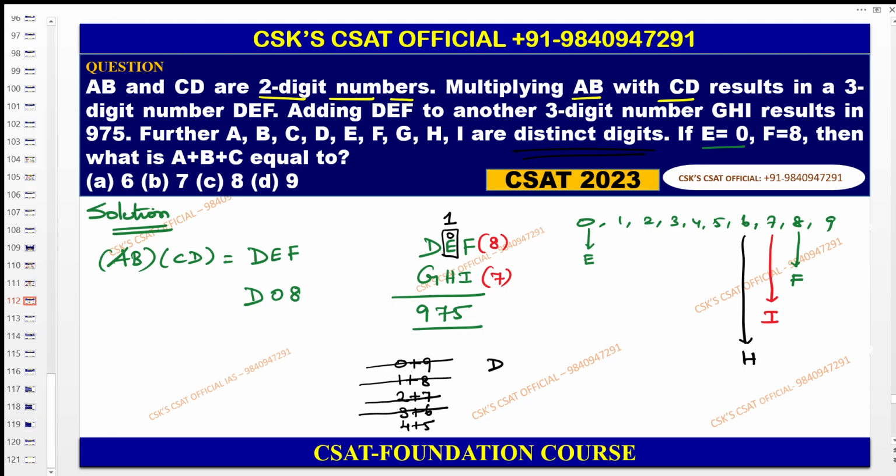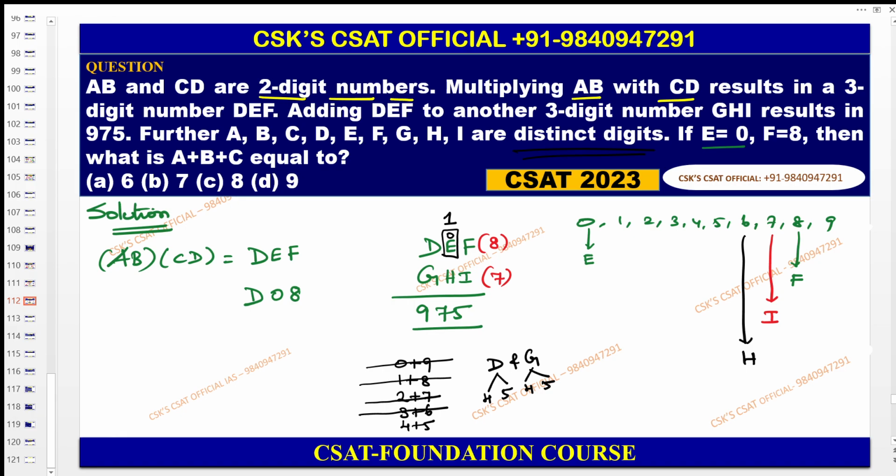D and G. Okay. So the D may be 4 or 5. G may be 4 or 5. Okay. Anything is possible. So two cases arise. Now after these things you have found this thing here. So now we can go here.